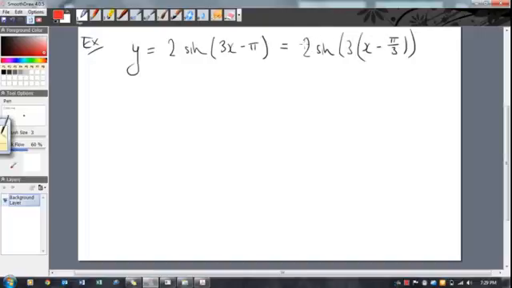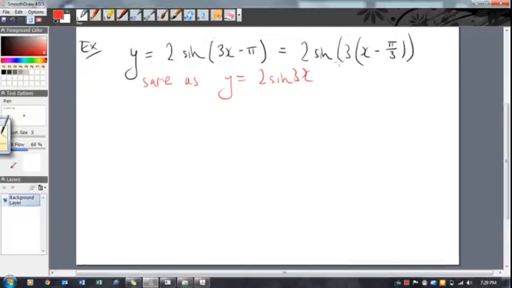This is your amplitude. So that doubles the height of the wave. This will squish it in the x direction by a factor of 3, and then what will happen here is this will move it by pi on 3. So this is the same as y equals 2 sine 3x, but moved pi on 3 to the right. I'll just put R for right, move to the right.